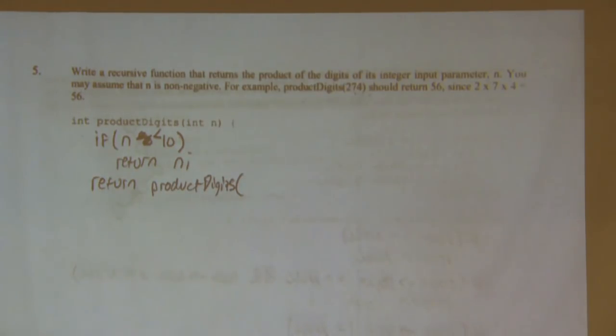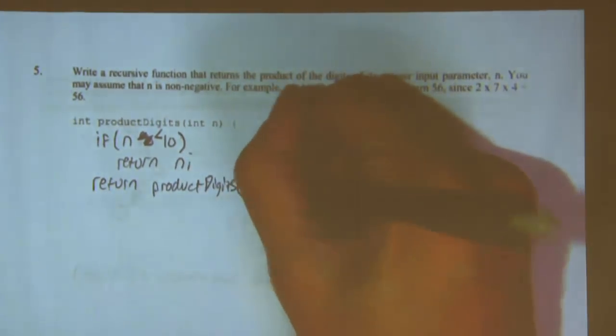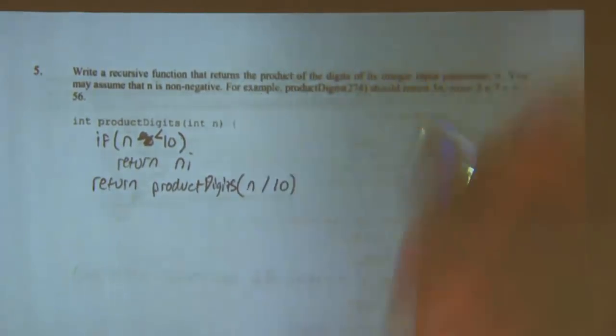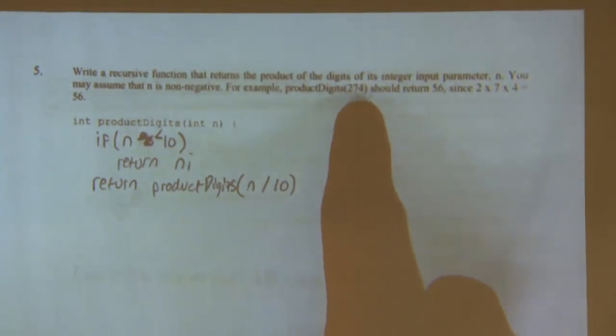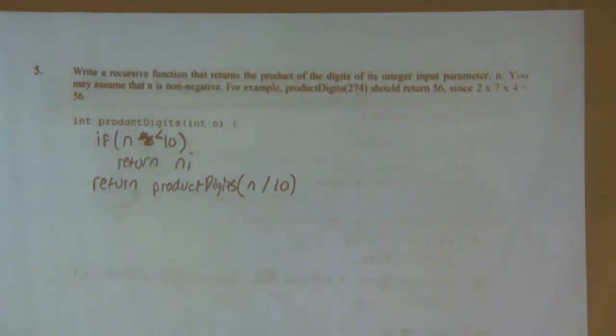N divided by 10, yeah. We're going to take advantage of integer division here because we're passed in an int. And we're going to do n divided by 10. And so like for 274, when we divide it by 10, it should give us just that 74 chunk. And we'll pass that. And then is that all we need to do, or do we need to do something else?